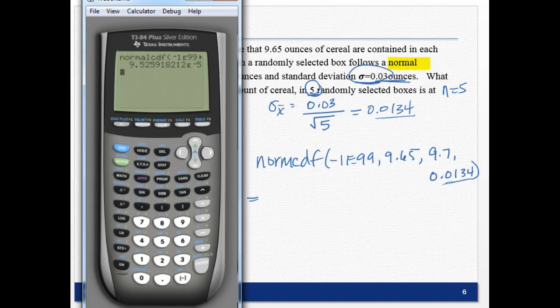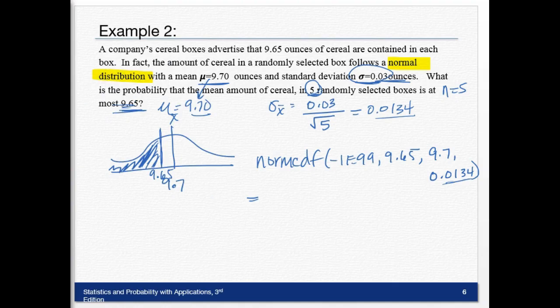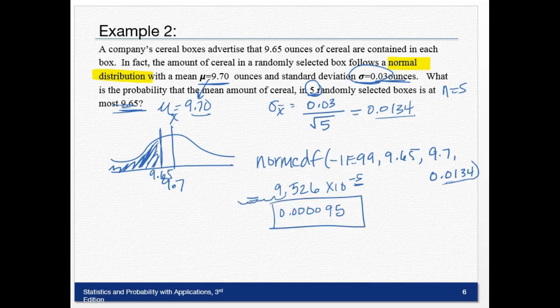So notice in my calculator I have 9.5 times 10 to the negative 5. That's really a small number. So think about that. How do I handle that? You would not leave your answer like this. This means you have to move the decimal 5 places to the left. 1, 2... So as you can see, a very low probability that this could happen, that a box would have less than 9.65 ounces in it. So that's a good thing.